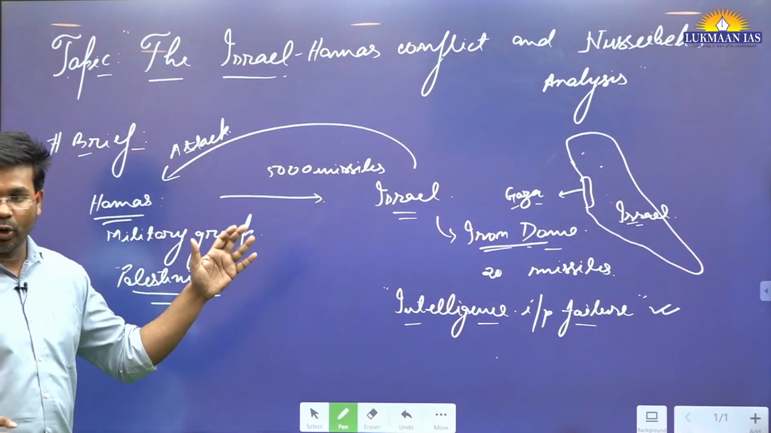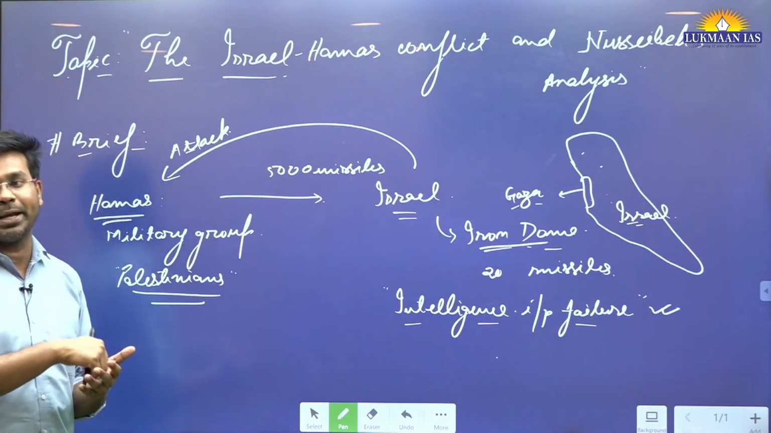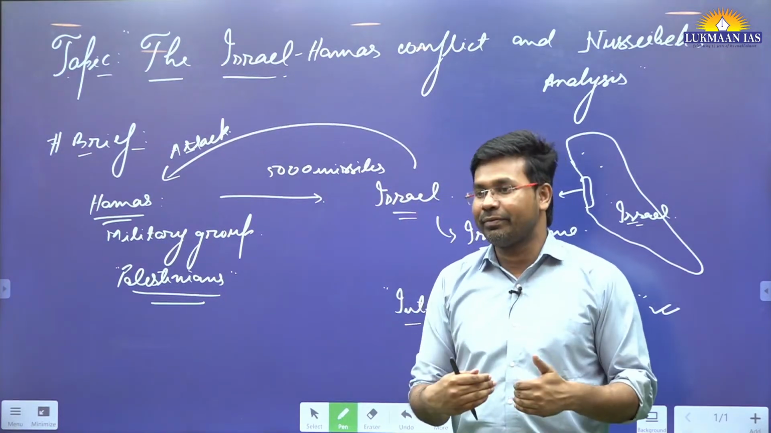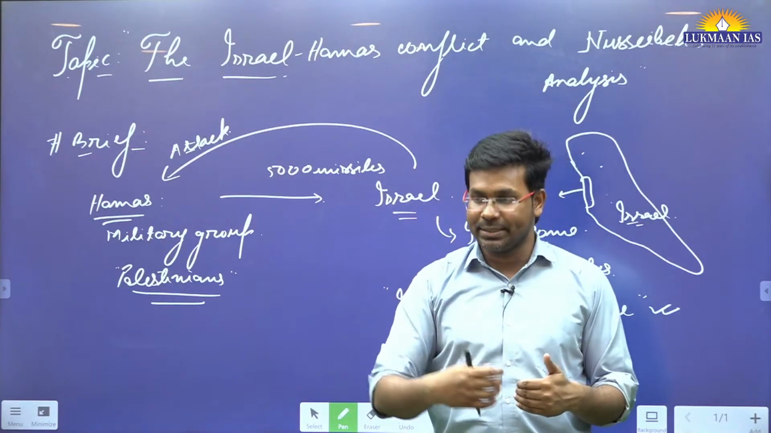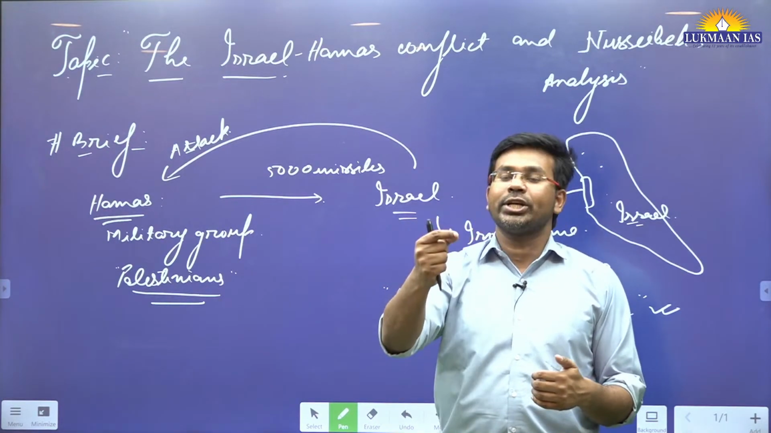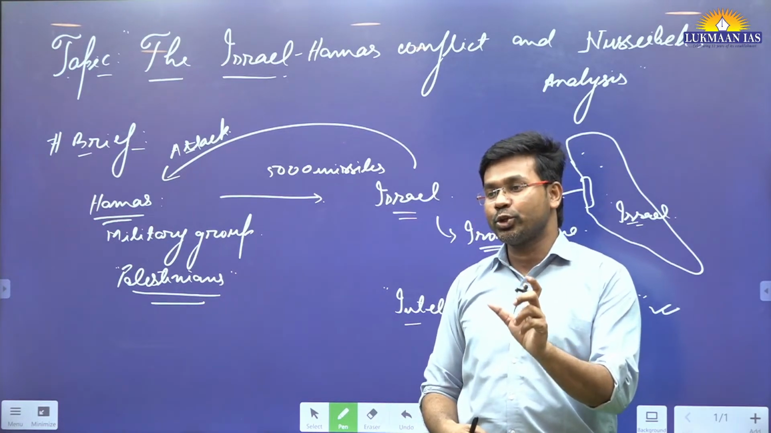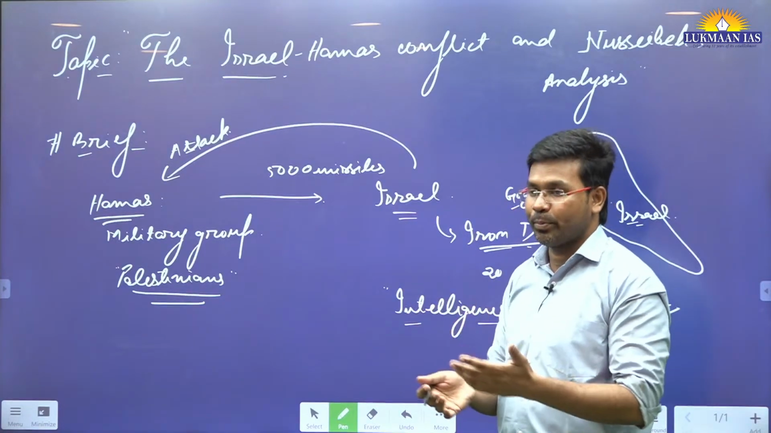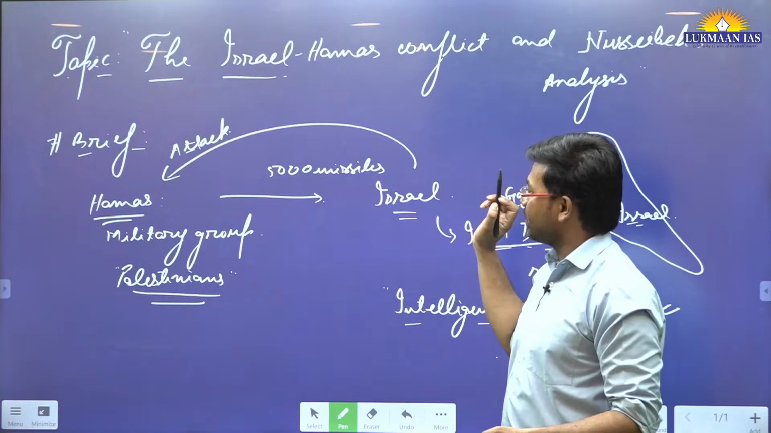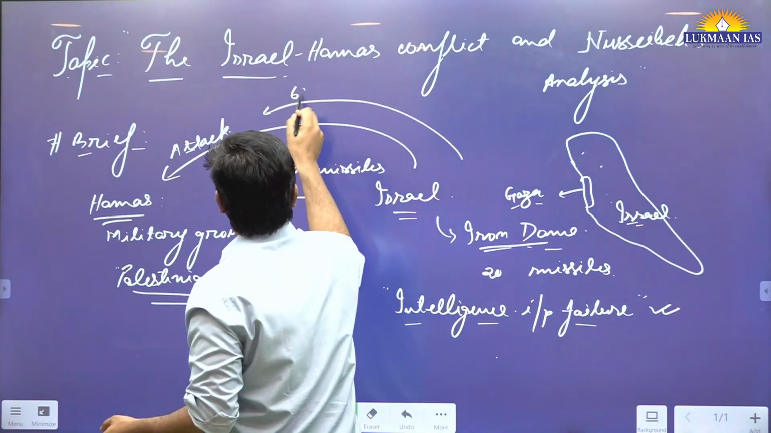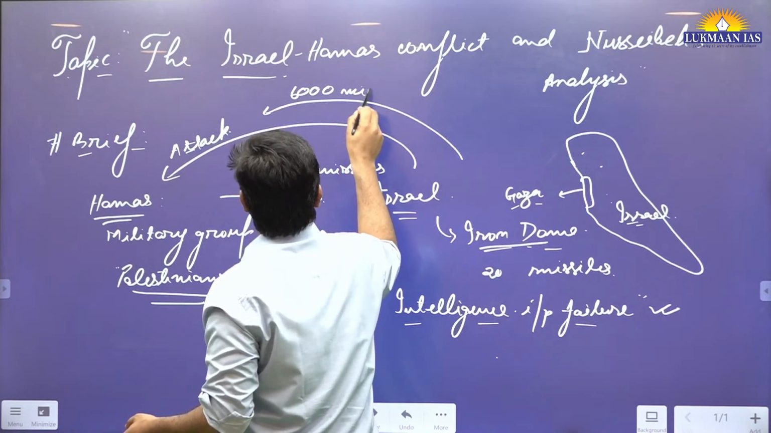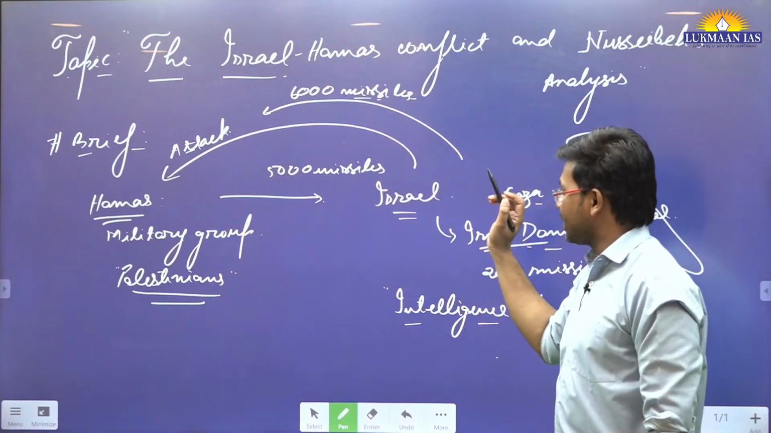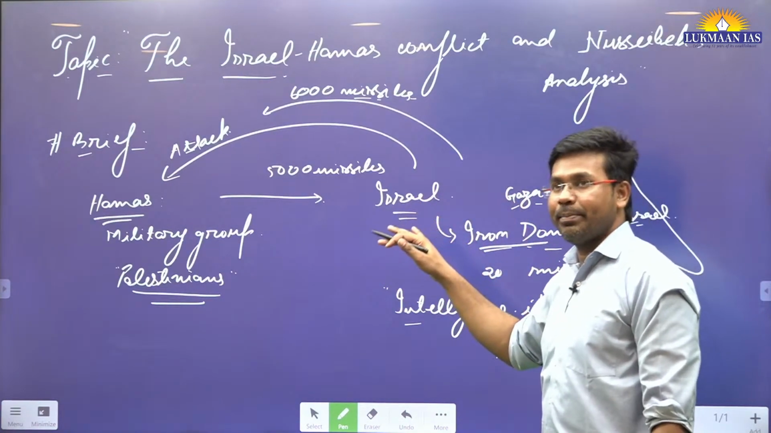So under international law, it is permitted that if you are attacked by an enemy, you have the right to self-defense. You have the right to retaliate against the enemy. But the retaliation should be proportionate. It should not be disproportionate. For example, if they launched 5,000 missiles, Israel has launched around 6,000 missiles on Hamas, more missiles on Hamas. So it has led to the killing of many people.